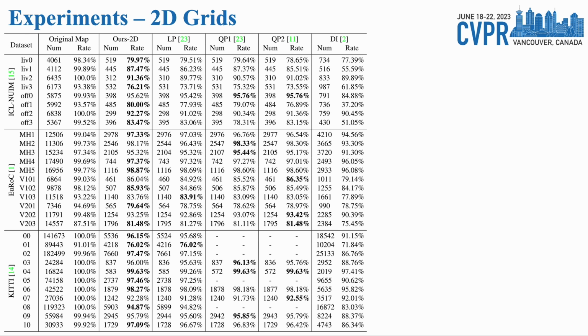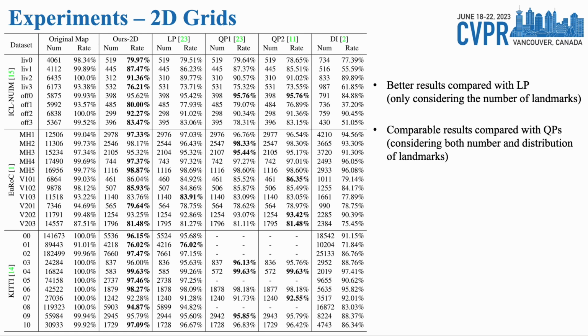We first test the proposed constraints based on 2D grids. The query sequence is the same as the mapping one. The experimental results demonstrate that the number of landmarks can be reduced largely while the localization is still successful for most query images. Adding constraints of landmark distribution commonly gets better results. Compared with quadratic programming methods, our method also gets slightly better results.